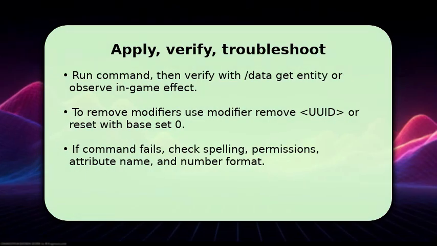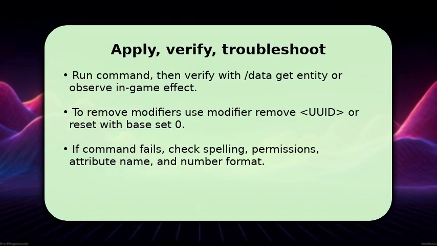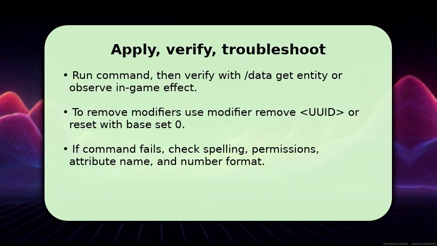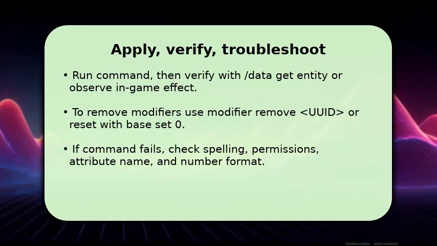Apply the command and immediately verify results with /data get entity <target> or by testing the gameplay effect. If you added a modifier, note the UUID so you can remove it later. Use modifier remove <UUID> or reset the base value to undo changes.